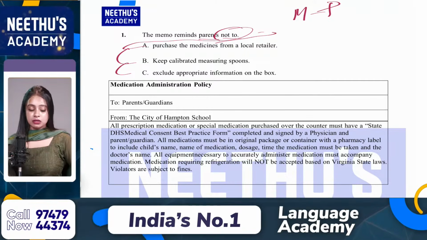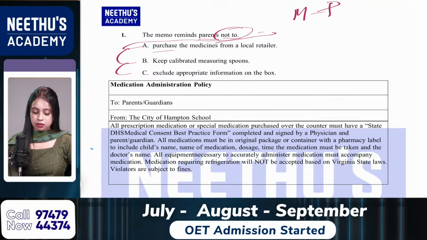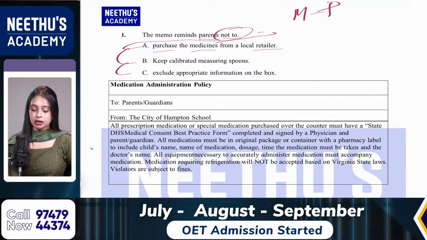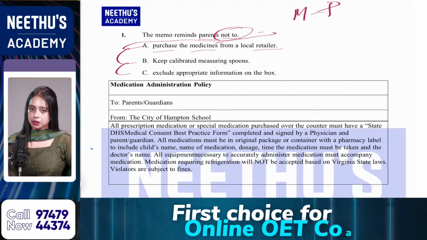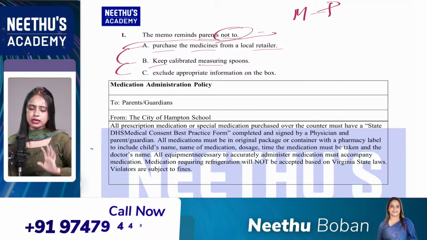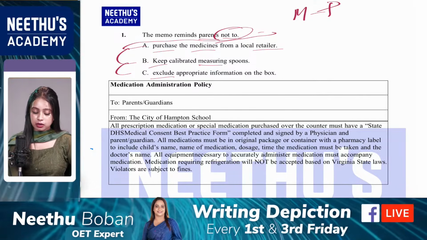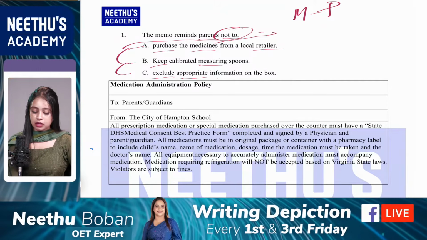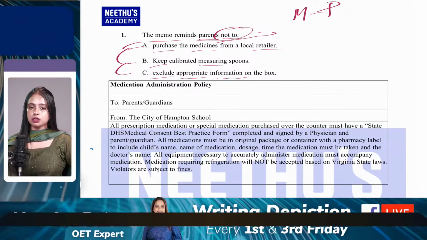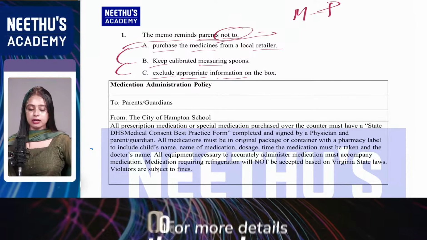From option A, my keywords are purchase, medicines, retailer. From option B, keep, measuring. These are the only keywords from option B. And from option C, I am marking exclude, appropriate, information. These three are the keywords from option C. Then I am moving to this particular paragraph.